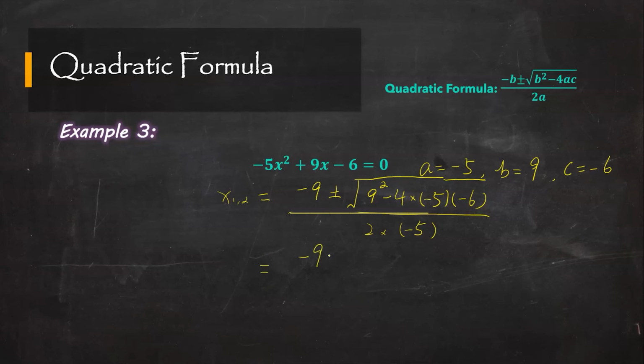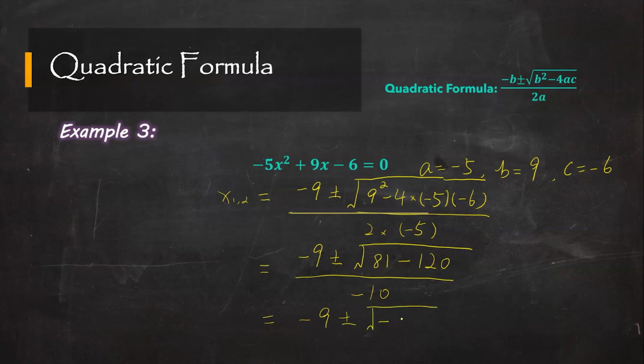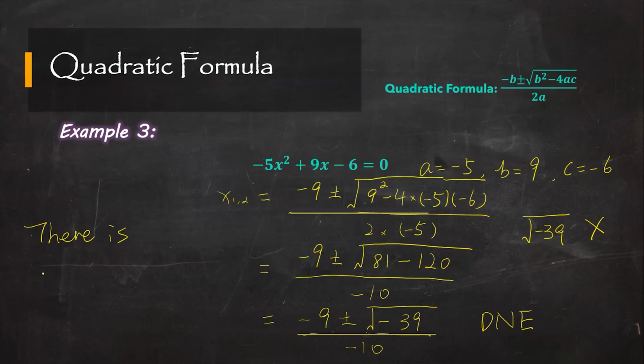Let's simplify this. It's negative 9 plus or minus the square root of 81. Then 4 times 5 is 20, so times 6 is 120. And there are 3 negatives, so it's minus 120, over negative 10. And then simplify it. We have negative 9 plus or minus the square root of negative 39 over negative 10. We're having an issue here. The square root of negative 39 is not a real number, right? So the square root of negative 39 does not exist. It means that the solution here does not exist. So there is no real solution.